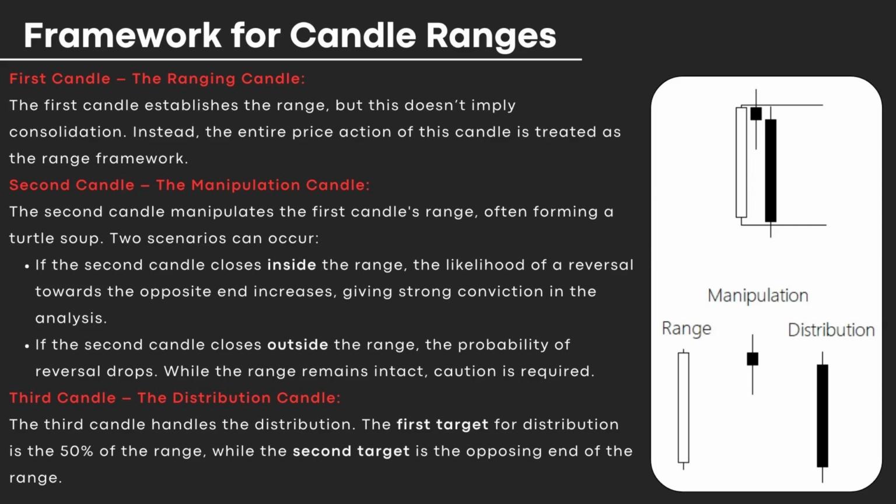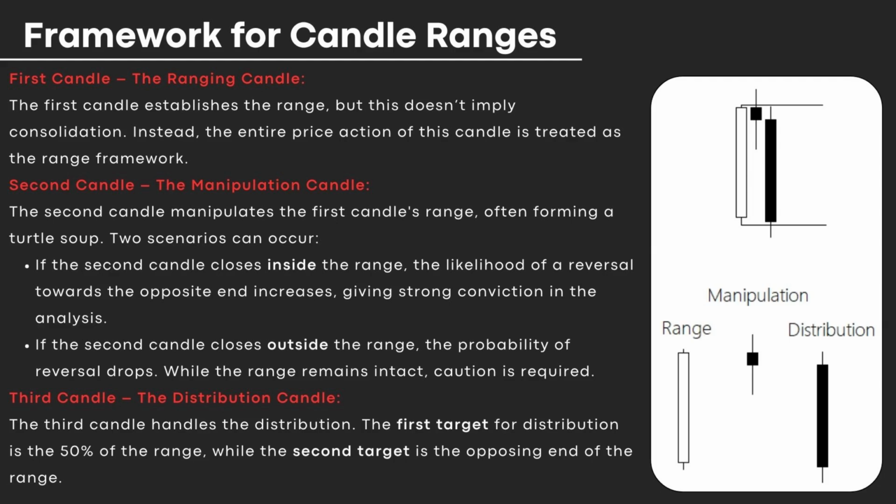Now let's talk about the third candle, which is also known as the distribution candle. The third candle is the one which makes the expansion and distribution towards the 50% of the CRT and eventually the opposing end of the CRT. In the case of a two candle CRT, the second candle acts as both the manipulation and distribution candle, but that happens really rarely and mostly during red folder news events. This was the whole framework of CRT and the purpose of each candle.